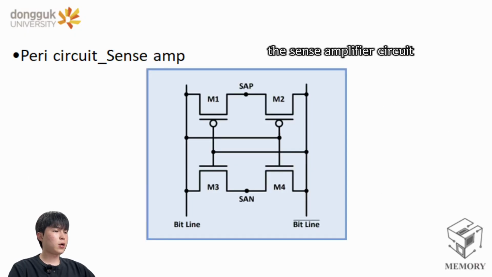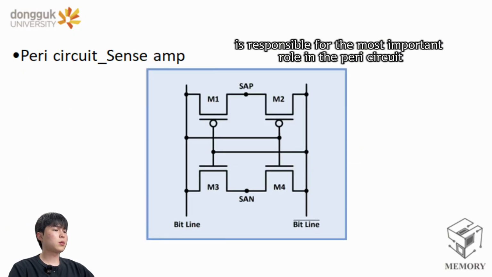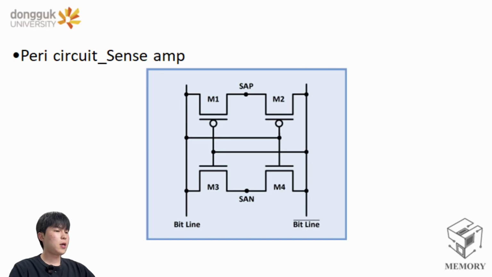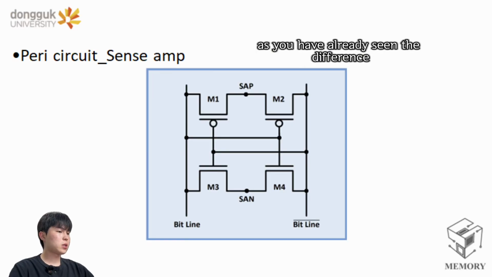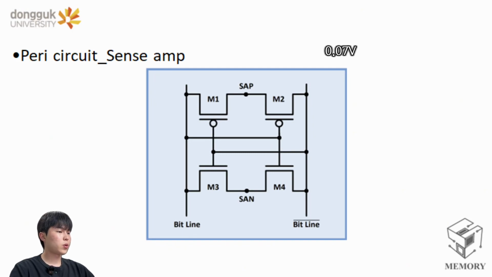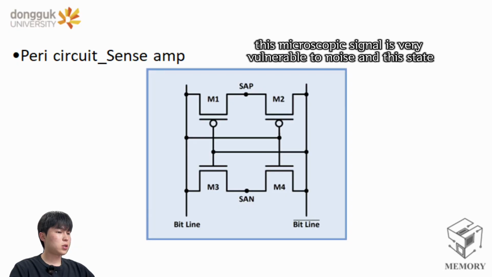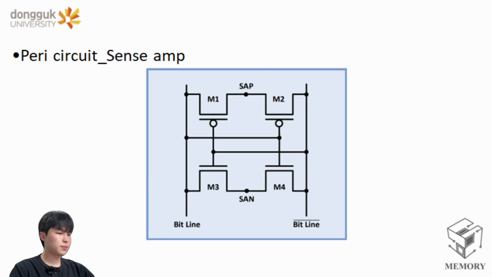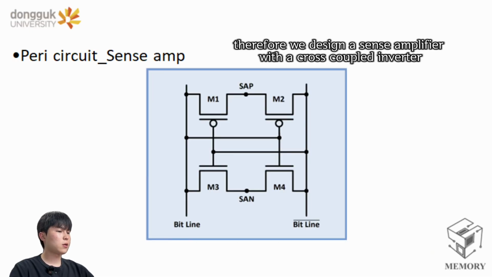Finally, the sense amplifier circuit is responsible for the most important role in the peri circuit. As you have already seen, the difference in bit line voltage immediately after going through charge sharing is very small, with only 0.07 voltage. This microscopic signal is very vulnerable to noise, and in this state it cannot tell the data. Therefore, we designed a sense amplifier with a cross-coupled inverter structure.